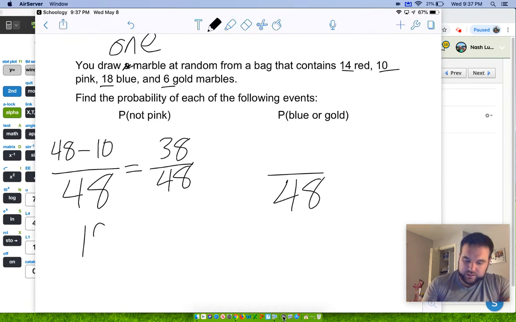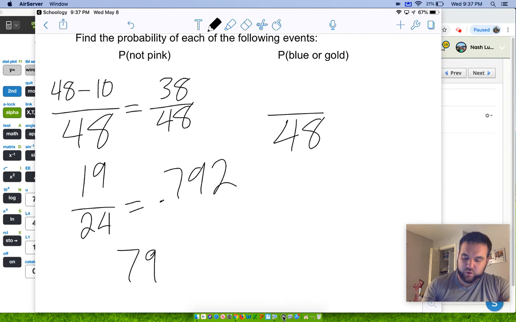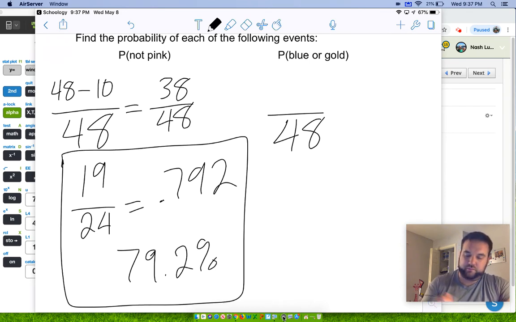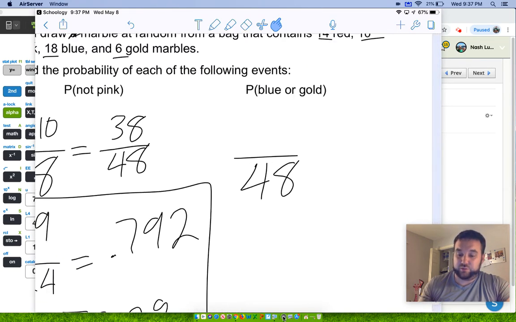So 19 out of 24, or 0.792, or 79.2%. Any of those things are equivalent. Okay. What's the probability that it is either blue or gold?